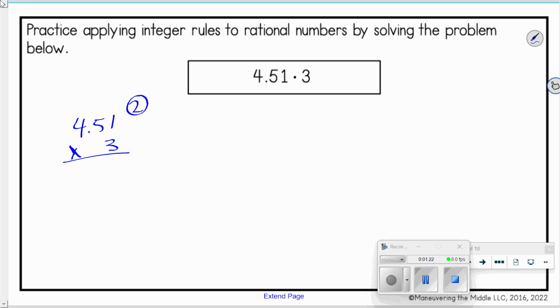Count how many decimals I have total. Then I ignore the decimals. I'm just going to multiply 451 times 3. So that's going to give me 3, 15, 12, 13. Once I get to the answer, then I see my decimals and I put them back in. So this one is going to equal 13.53. Once I've done the math, same as with the integers, now I compare my signs. In this case, they're both positive, so my answer will be positive. That's my answer. Make sense?